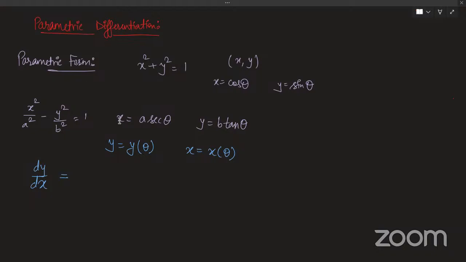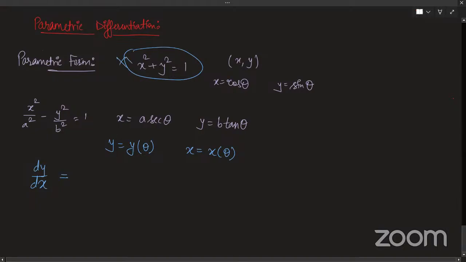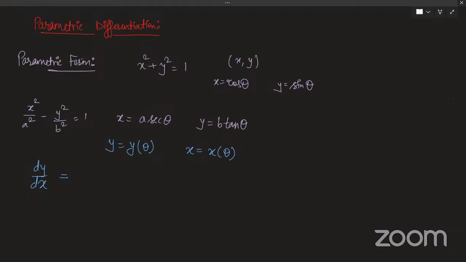See, I'll tell you what the issue is. I know y in terms of theta: y is equal to sine theta. And I also know x in terms of theta: x is equal to cos theta. But I don't know what is the relation between x and y. For the time being, forget this relation. You don't know the relation between y and x, but you know the relation between y and theta and between x and theta. And now I am asking you to differentiate y with respect to x. What will you do?